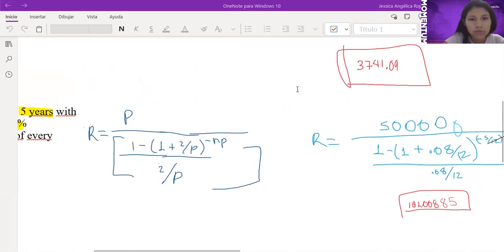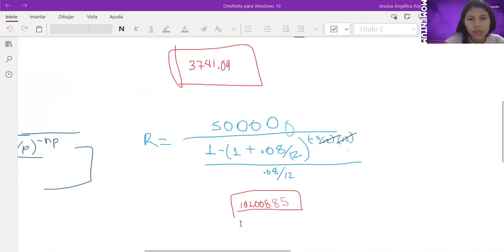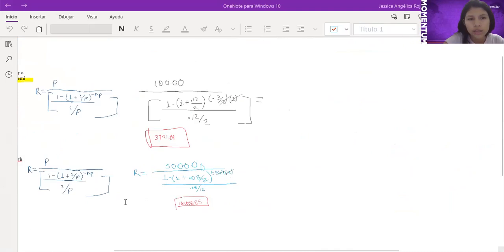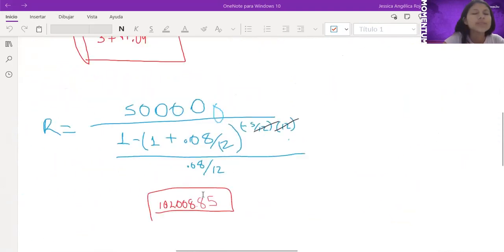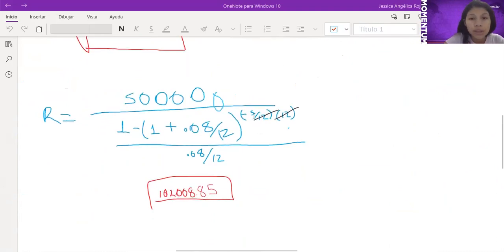And this is the formula that I follow, and this is the formula substituted with the data. This is eliminated, all this gives me this, that is 102,008.85.